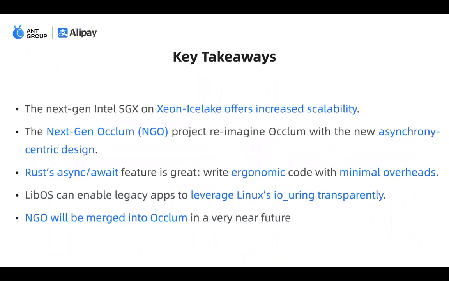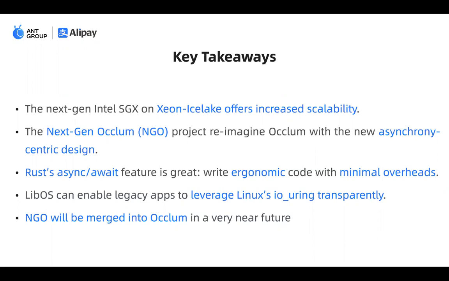And to wrap things up, here are the key takeaways. The new Intel SGX on Xeon Ice Lake offers increased scalability in terms of CPU cycles, CPU cores, and enclave memory. In the next gen Occlum project, we have re-architected Occlum with the new AsyncCentric design. This new design is empowered by the Rust async/await feature, and we found that this is really great. It allows you to write economic code with very minimal runtime overheads.